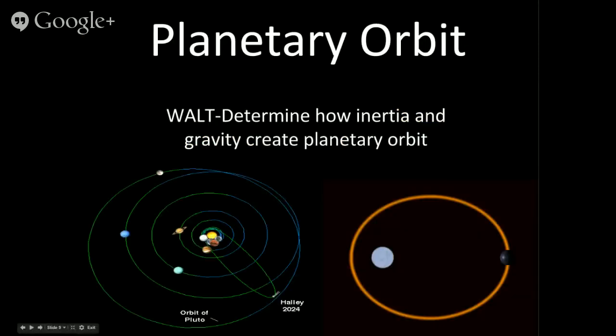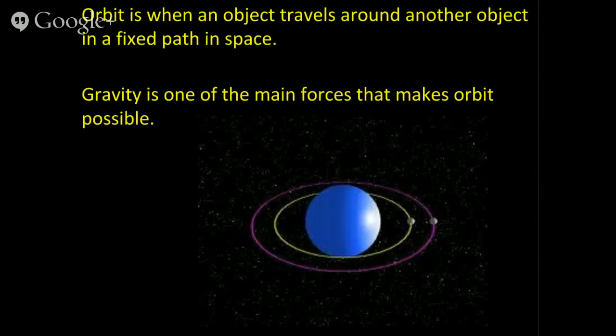So now planetary orbit. There's two factors that go into creating planetary orbit. You've kind of been seeing images of it, how a planet could move around another one. So orbit is when an object travels around another object in a fixed path in space. Gravity is one of two of the main forces that make orbit possible. We've learned about two factors that affect gravity, both mass and distance, and both of these have an effect on orbit.